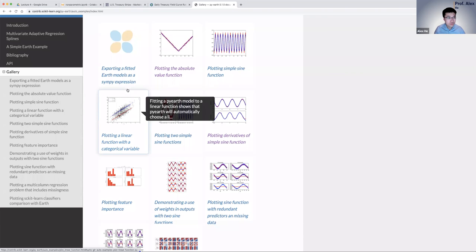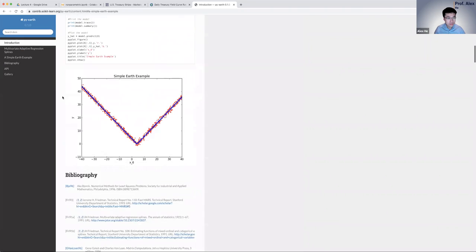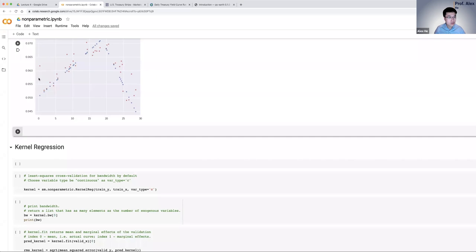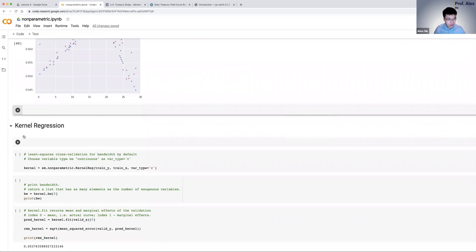And then you can also find more examples on this website if you need to use something else beyond what we have here. Okay, and finally, the kernel regression.